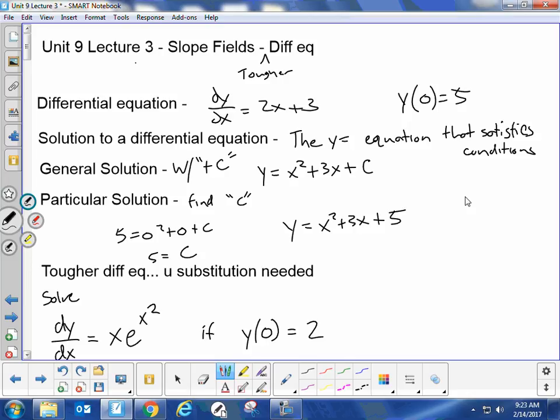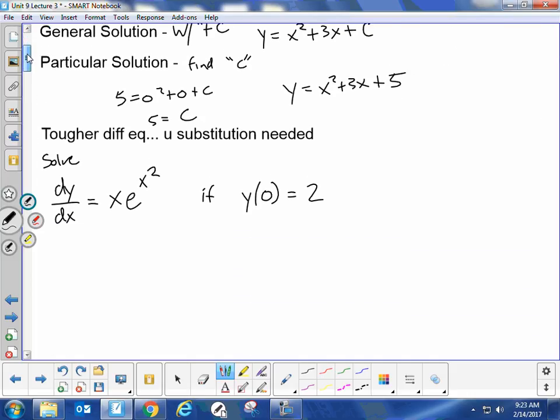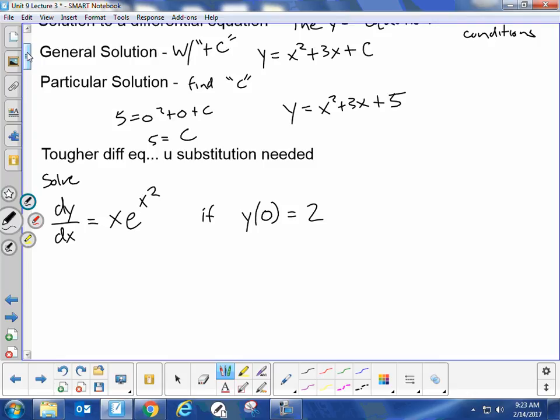Okay? And this is something that we've already been able to do. You've done it in Unit 7. So this is not new to you. But there will be some new differential equations that we're going to deal with today. This is somewhat new, this one right here. And it's new because it's a differential equation where you need u substitution.